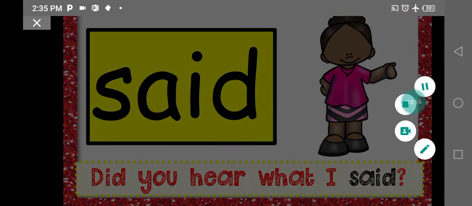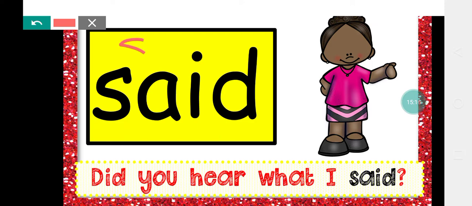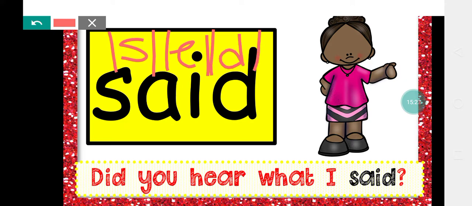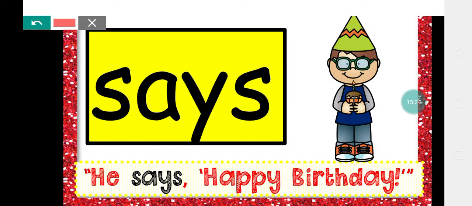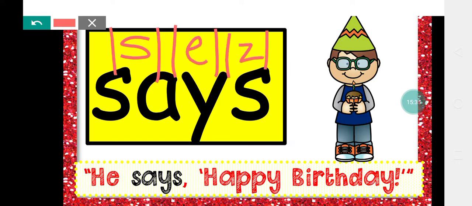Okay, this is tricky word said. It is segmented as a and d. Said. Did you hear what I said? Okay, this is tricky word says. It is segmented as a and z. Says. He says, happy birthday.